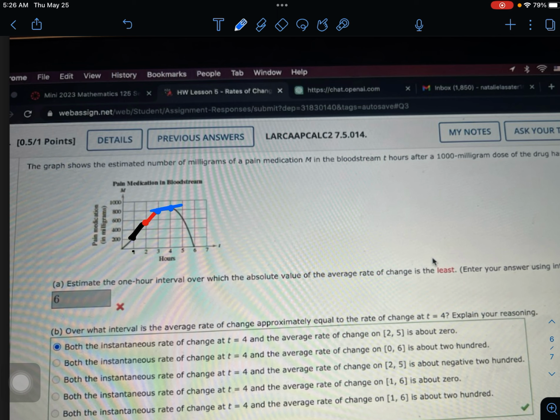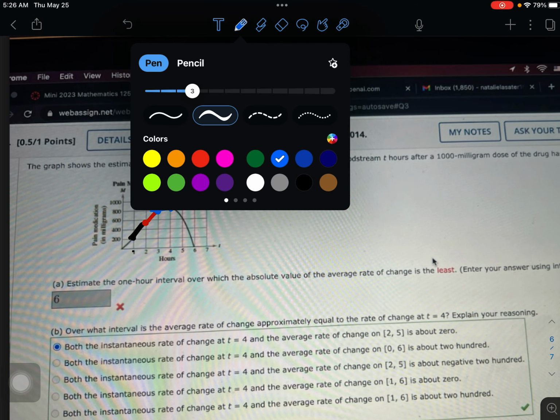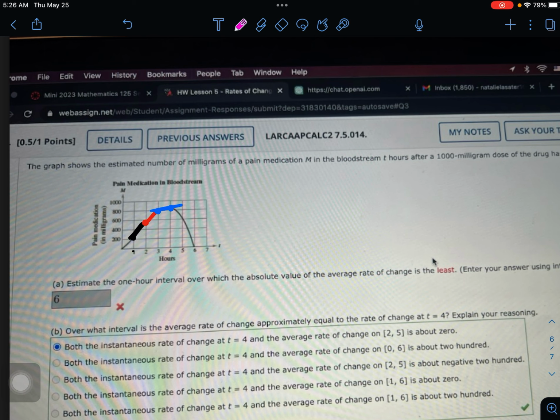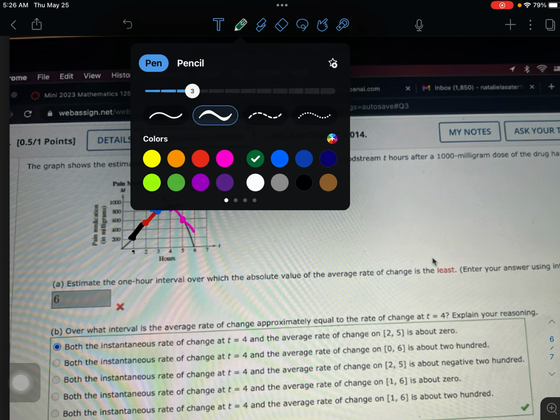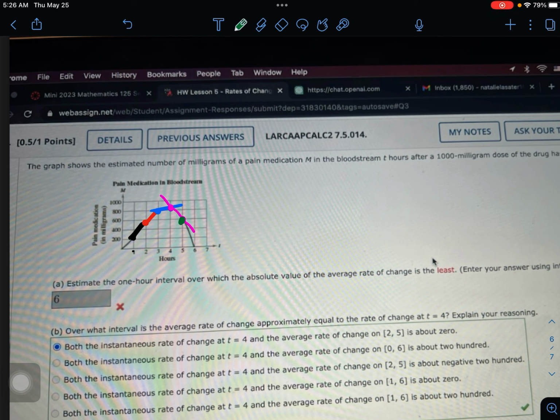But let's look at 4 and 5. Let's go between 4 and 5. Change my color. Here's 4. Here's 5. And if I draw a line between those 2 points, you see how it's much steeper than the blue line? That means the slope is greater, which means the average rate of change is greater. And if I look at the last interval between 5 and 6, if I draw a line there, you can see that this line is really steep.